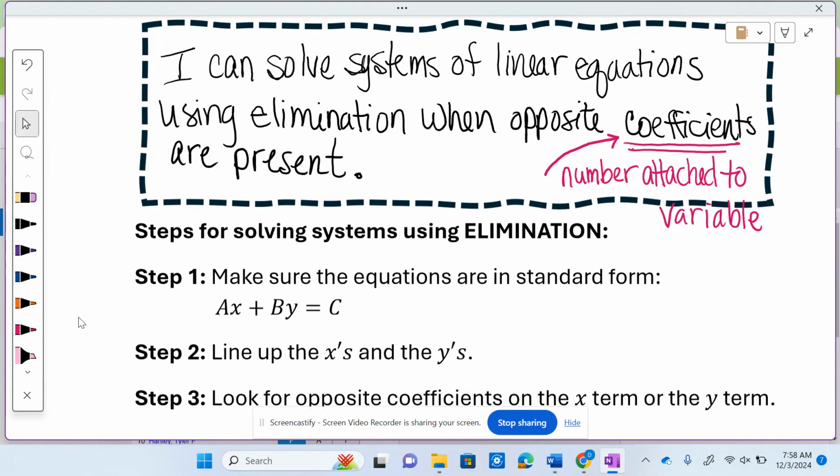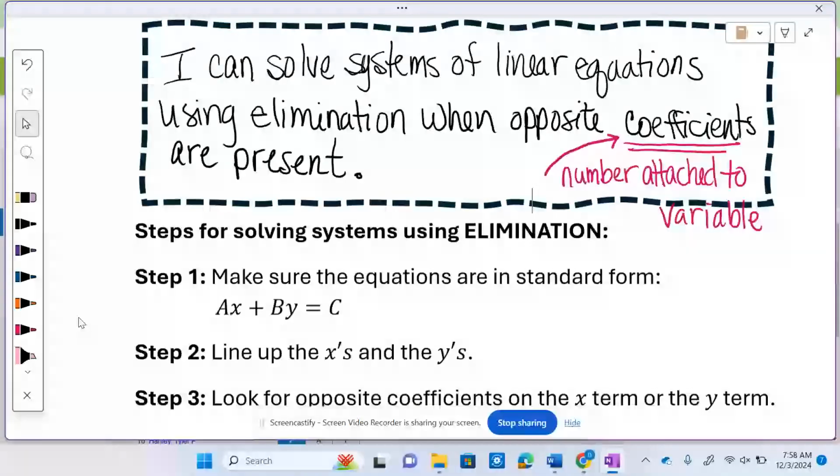So you're going to stack your equations on top of each other. Make sure that your x's are lined up, your y's are lined up, and then your constants will be lined up. And you want to look for opposite coefficients in the x's or the y's. You don't need opposite coefficients for both, just one. So we're going to eliminate them.